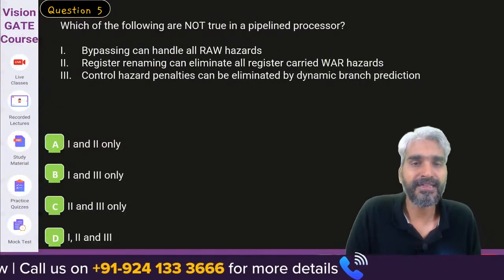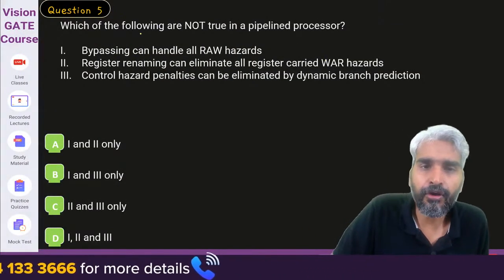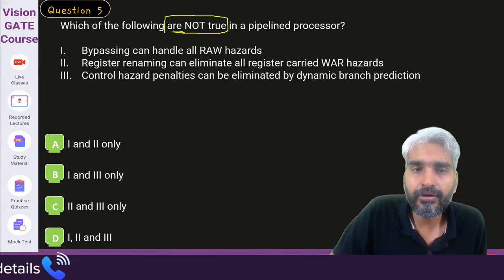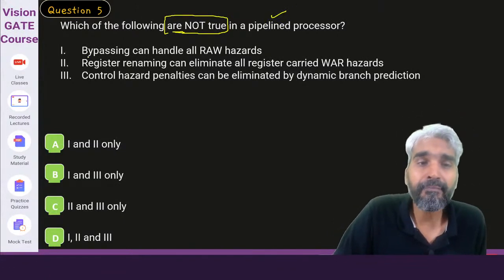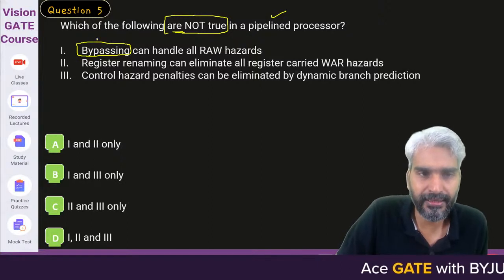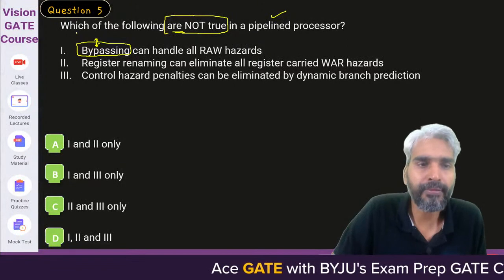Okay. Next, this is very easy. Which of the following are not true in a pipeline processor? It says bypassing. Bypassing means, if you don't know the other name, then you must know it by the name operand forwarding.